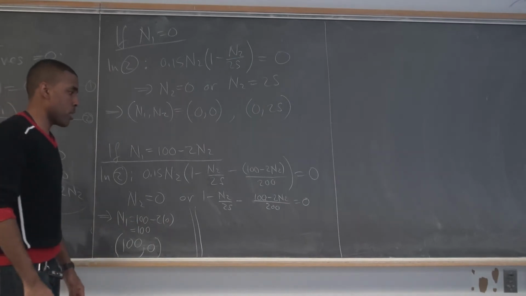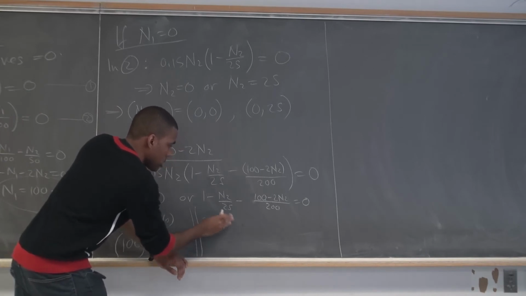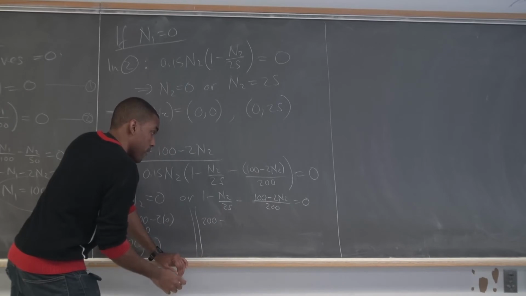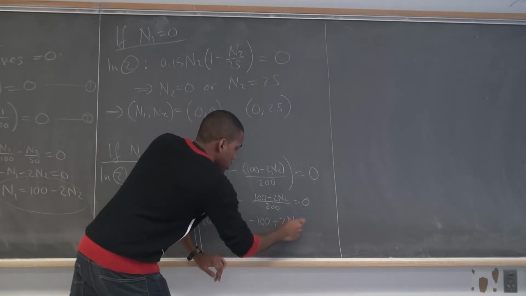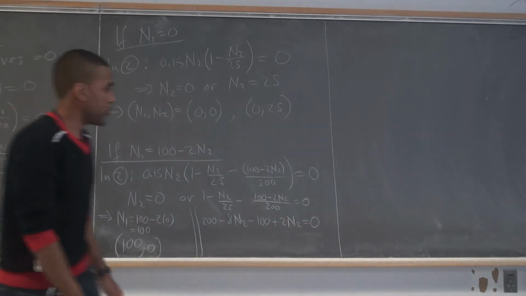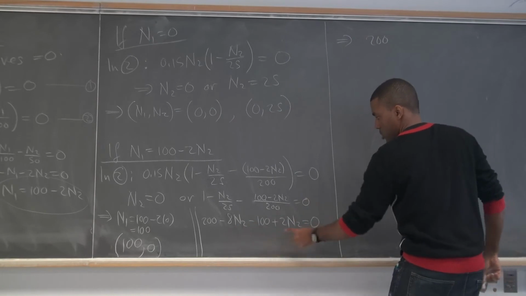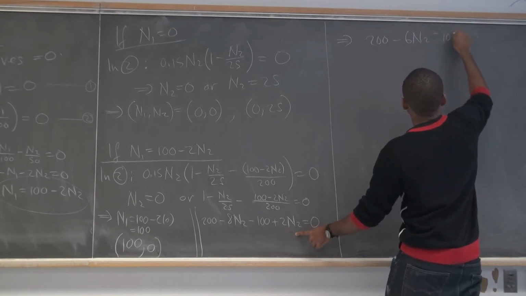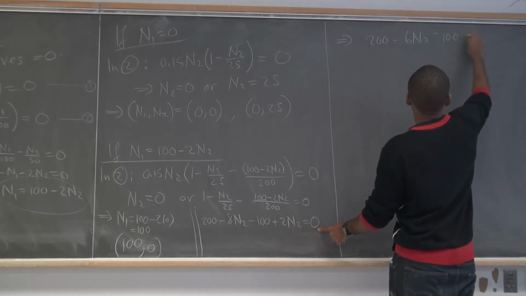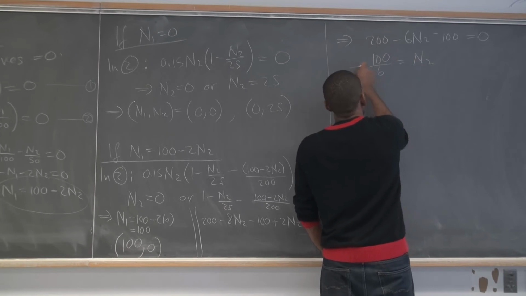Well, I don't like the fractions. I'd probably multiply through by 200 to clear the fractions. This will be 200 minus... 25 goes into 200 how many times? 8. So this is 8 n2 minus 100 plus 2 n2 equals 0. This means 200, this is minus 8 plus 2, that's minus 6 n2, and 200 minus 100 equals 0. So this is 100 over 6 equals n2.